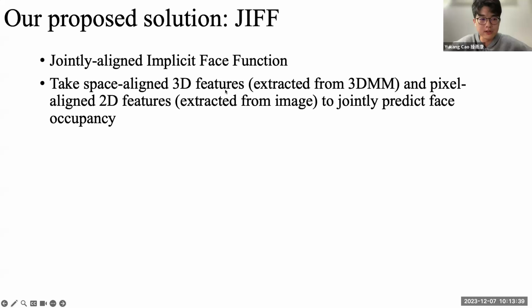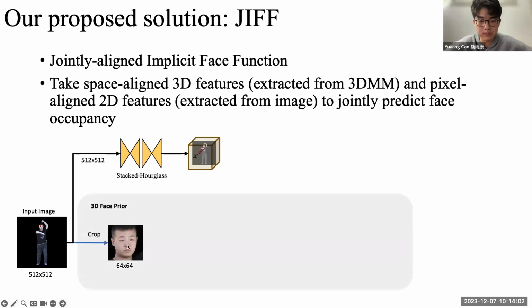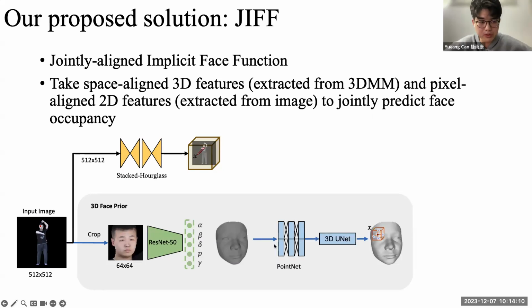We leverage the space-aligned 3D features and 2D pixel-aligned features from the 3D model and the image respectively to predict the face occupancy. So given an input image, we first use a stacked hourglass image encoder to extract a feature map, followed by bilinear interpolation to obtain pixel-aligned 2D features. We then detect and crop the face region from the input image and estimate the 3DMM. The resulting 3DMM will be input to PointNet and 3D UNet to extract local and global information, and space-aligned 3D features are then obtained via trilinear interpolation.